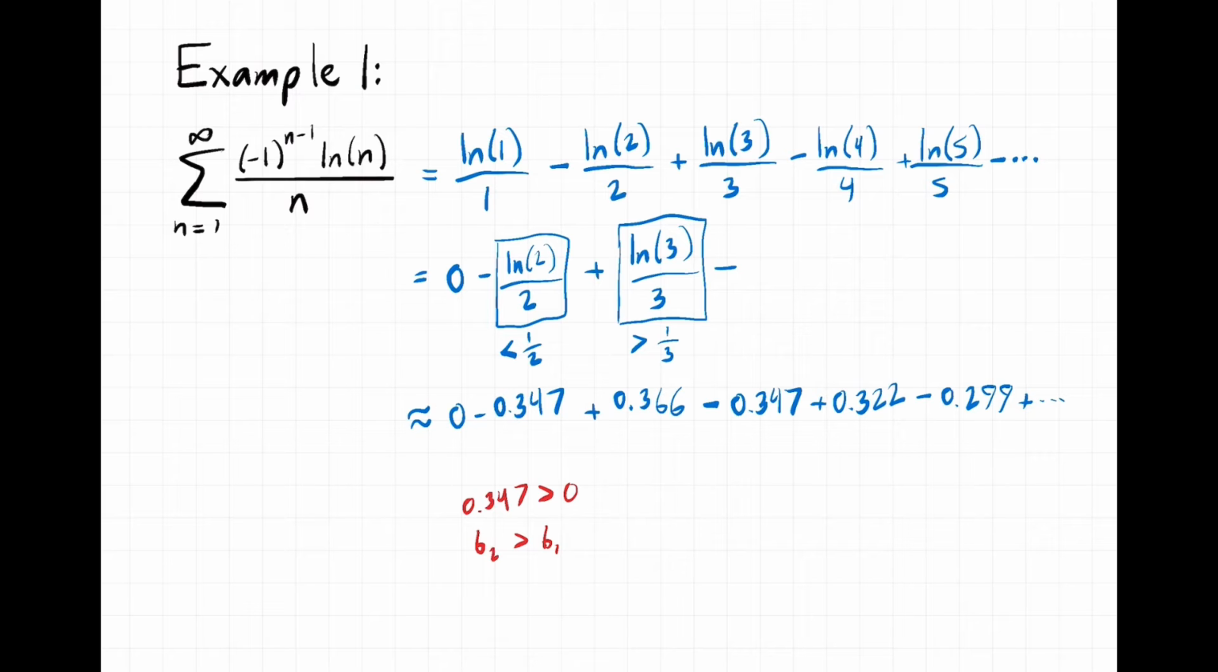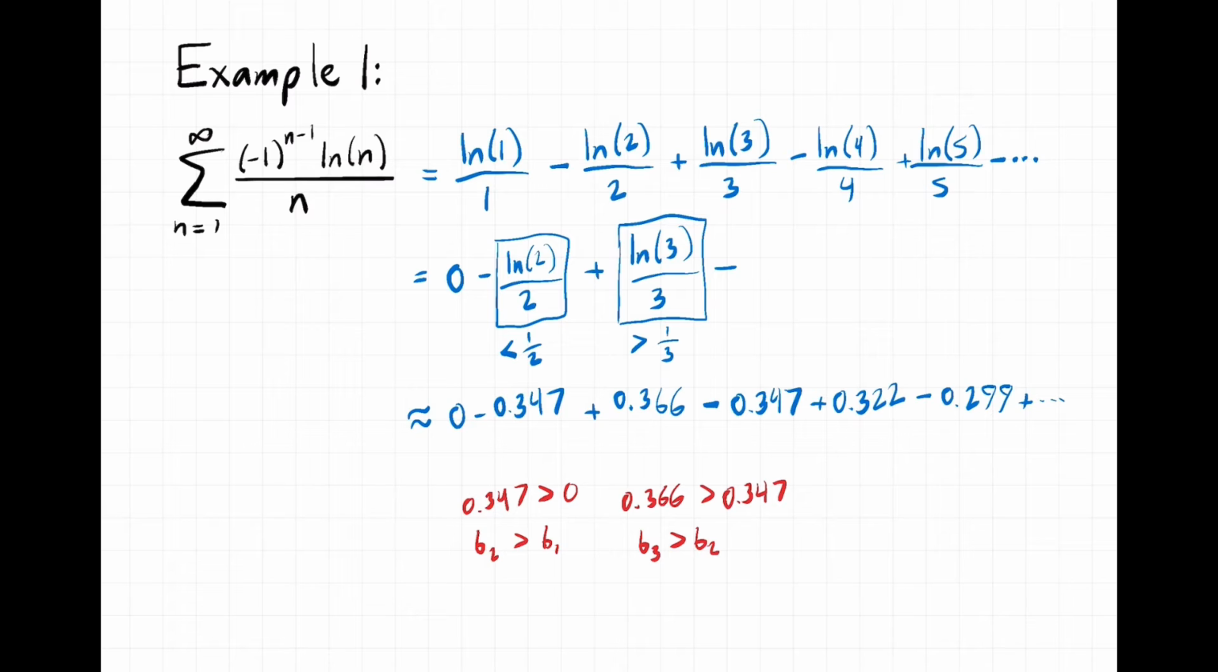In fact, 0.366 is greater than 0.347. So that means that our b3 is greater than b2. After that, however, it looks like, from the terms we've written out, our b4 ends up being less than b3, b5 is less than b4, and so on. It does appear that the terms start to decrease after b3. But again, we're not quite certain of that.